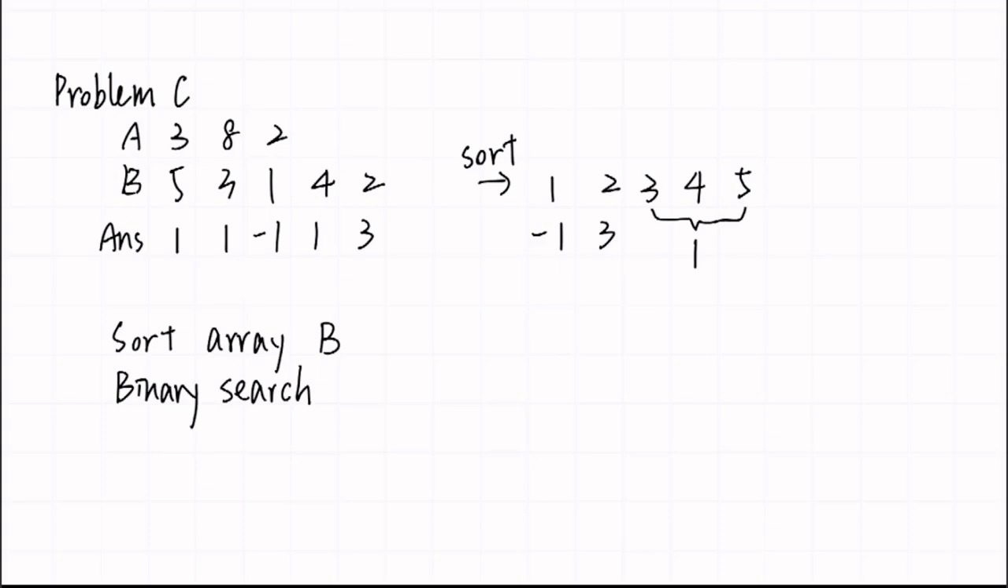For problem C, let's first look at a sample test case. For example, if there are 3 people and 5 sushi dishes, and the gourmet levels of the people are 3, 8, and 2, and the sushi will go on the conveyor belt in this order: 5, 3, 1, 4, 2.